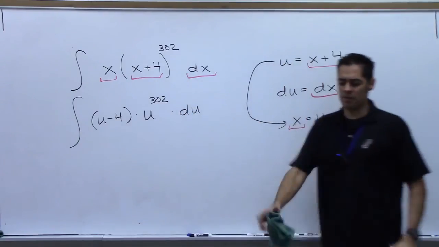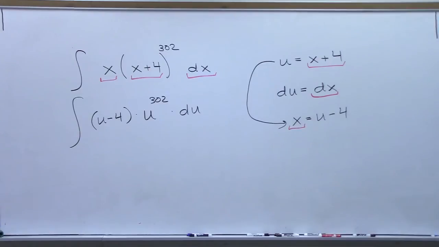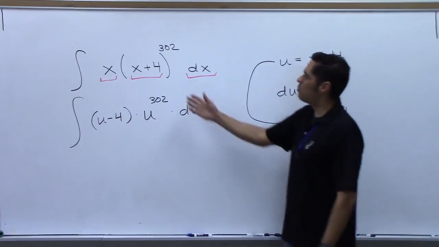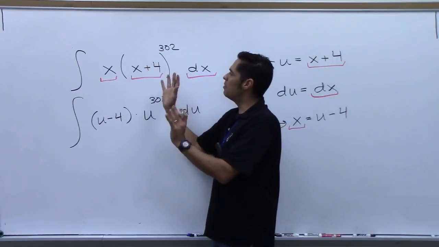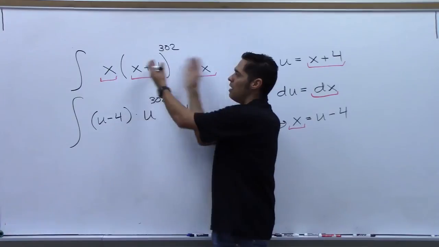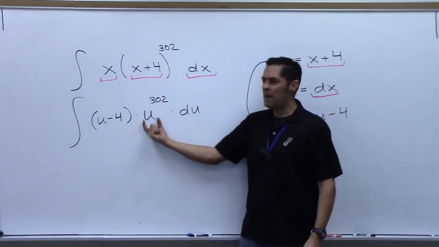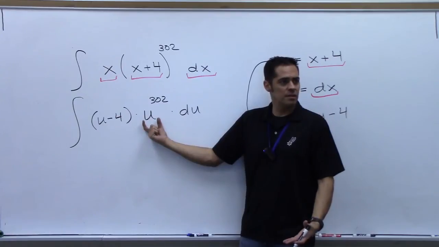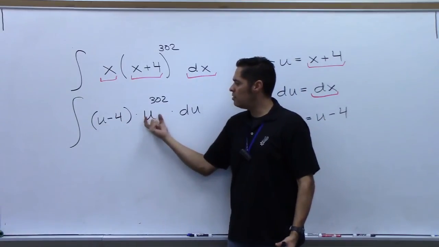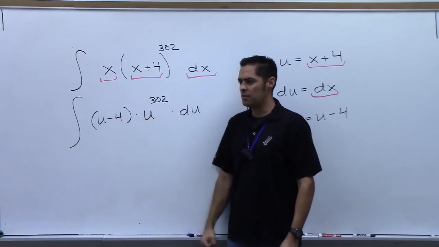Did that help us or hurt us? I mean, did that help at all? What was the problem when we were doing this? We said the only way we could do this is if we expanded this 302 times, right? Look at this. You don't have to expand anything. It's u, isn't it? And then you have parentheses. Can you distribute that u through this parentheses?